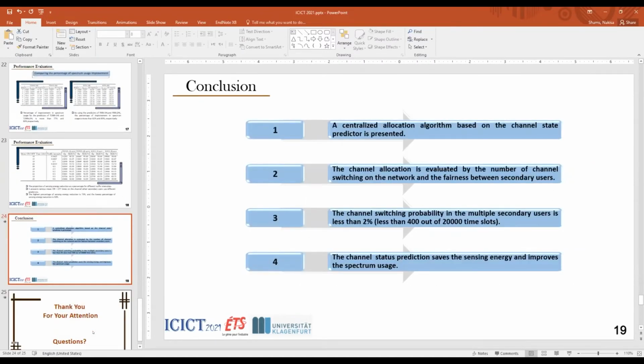So, as a conclusion, we propose that a centralized allocation algorithm based on the channel state predictor is presented. The channel allocation is evaluated by the number of switchings in the network and fairness between secondary users. The channel switching probability with multiple secondary users is less than 2%, less than 400 out of 2000 time slots, and the channel status prediction saves energy and improves the spectrum usage.